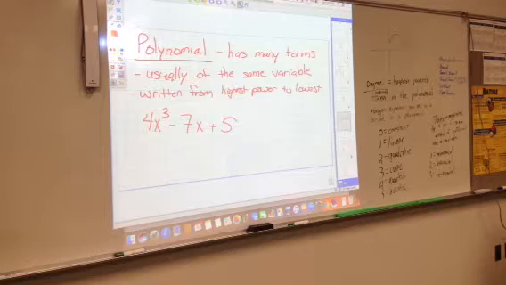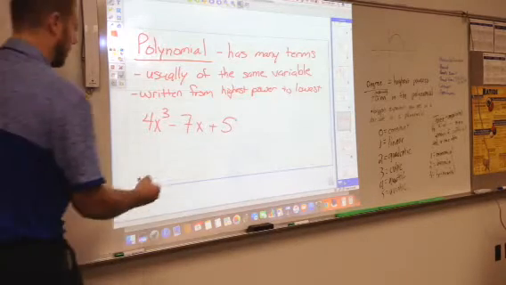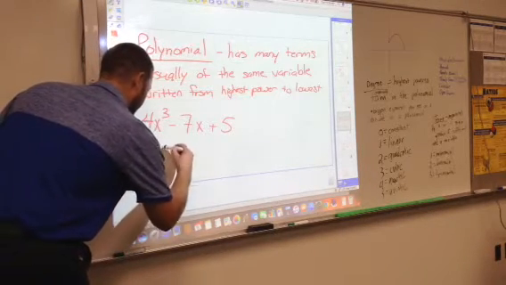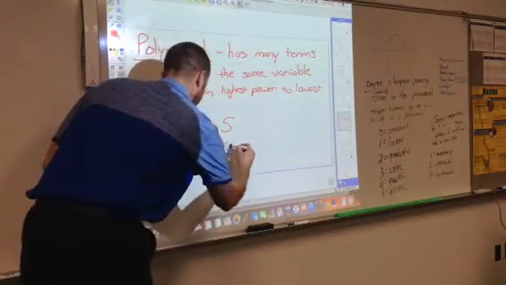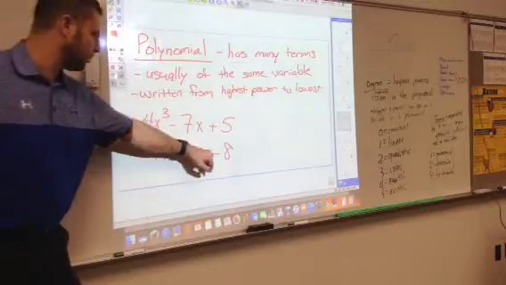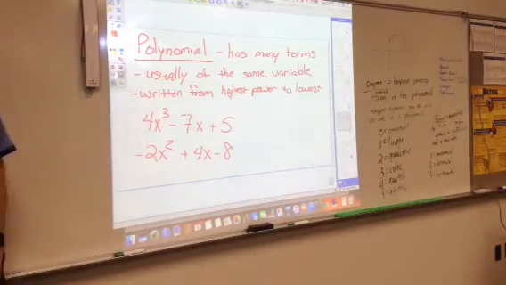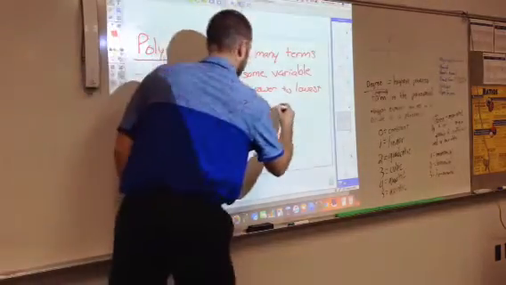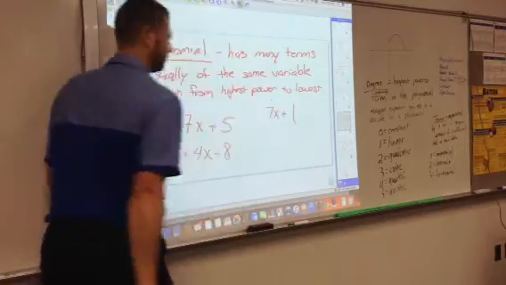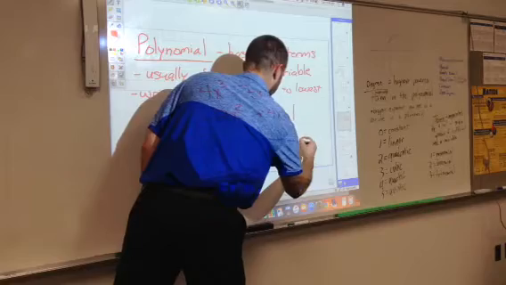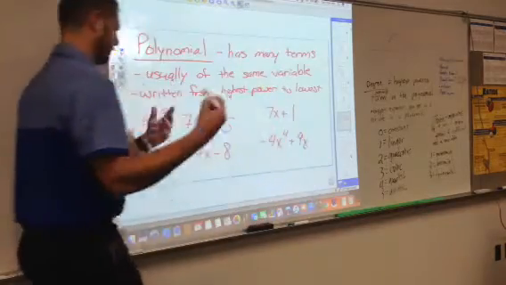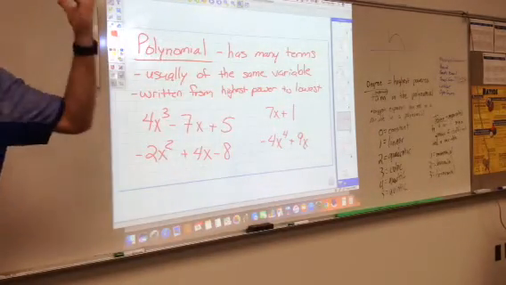Okay? I mean, I could write polynomials all day. We just got done working with a whole bunch of polynomials that look like this, right? Negative 2x squared plus 4x minus 8. Okay? 7x plus 1. Negative 4x to the 4th plus 9x. Okay, those are all examples of polynomials.